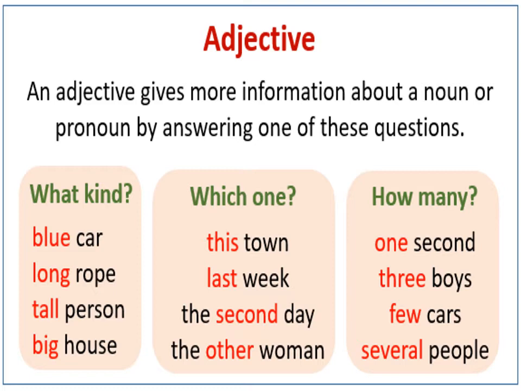Nouns and pronouns. For example, blue car, this town, 1 second, long rope, last week, 3 boys, tall person, the second day, few cars, big house, the other woman, several people. We have the definition and example of adjectives.